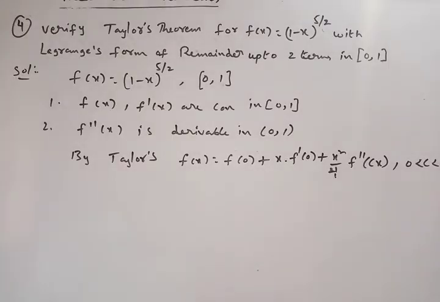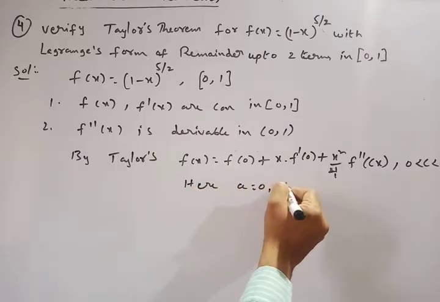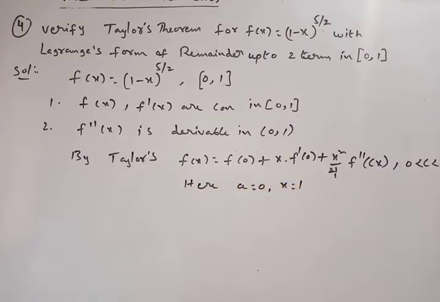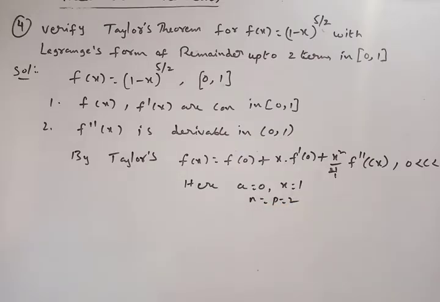Now here what is the n value? Here n is equal to p, that is equal to 2, and a is equal to 0, x is equal to 1. Here what we took? a is equal to 0 and x is equal to 1 and n is equal to p is equal to 2.